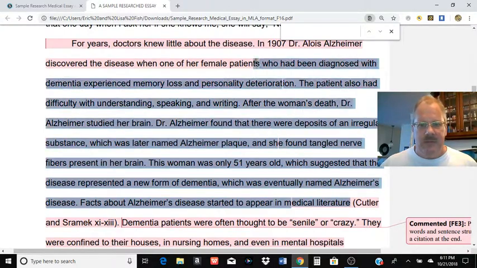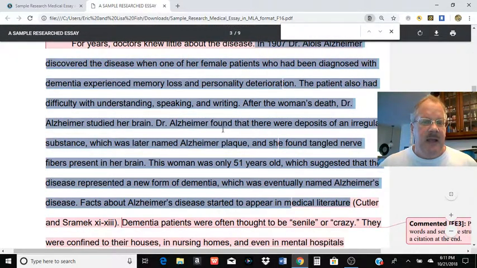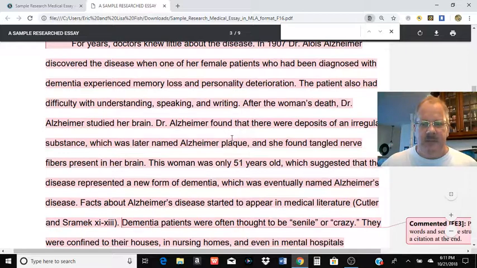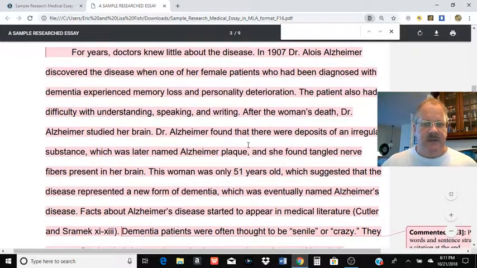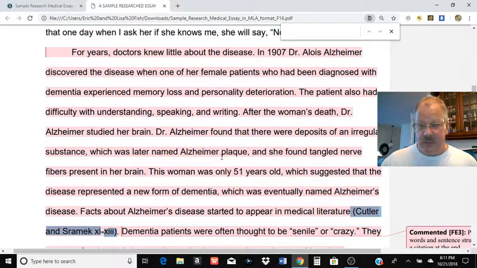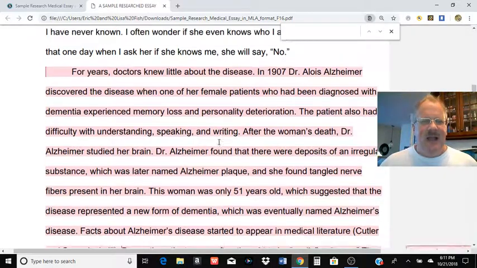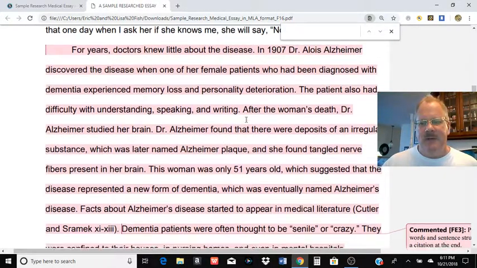But it's not formatted as a long quote. It's not offset. It's a little long for a summary, so it's probably going to be a paraphrase, where you restate it in your own words and sentence structure. You notice she does give the citation. She tells us where it's coming from. And if we go to the works cited page, we'll see Cutler and Shramick on the works cited page. I'm not going to do that, but I promise you it's there. So that's what a paraphrase looks like.